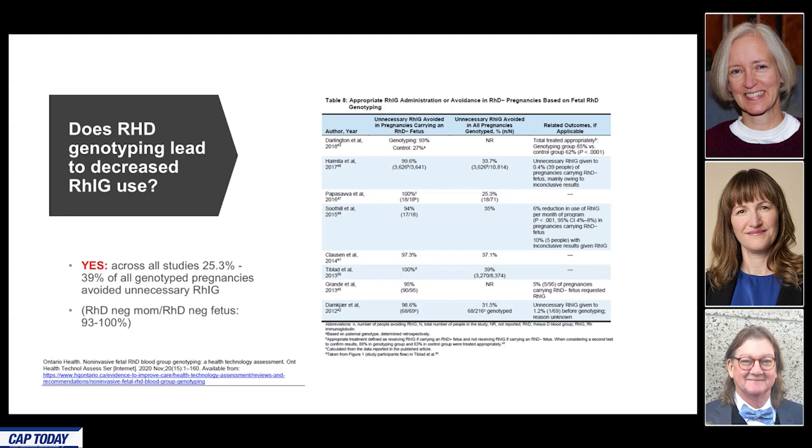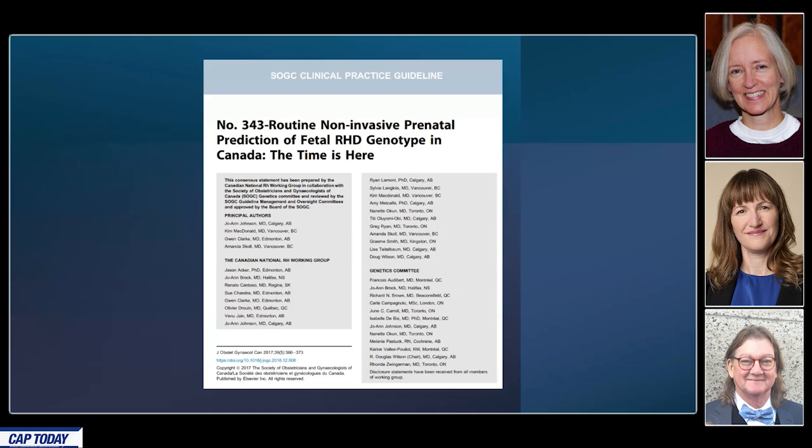So in other words, you compare reduced Rh immune globulin use and cost with the performance of this test, and to some extent at least, depending on the test used and the healthcare system economics where you live and work, you can offset the cost of the test with a reduction in Rh immune globulin use.